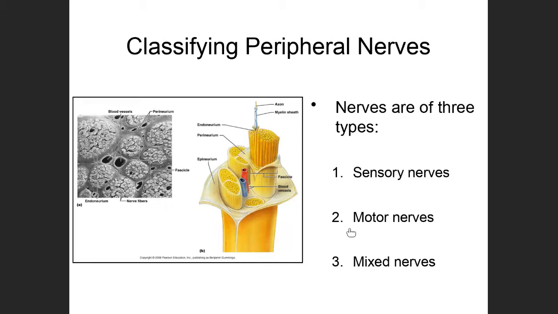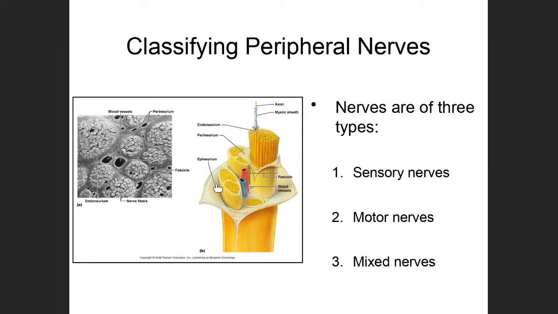Other nerves in the body are motor nerves, and what it means to be a motor nerve is that every single axon within that nerve is carrying electrical signals away from the brain and spinal cord and towards peripheral parts of the body. What we most commonly see, though, are what are known as mixed nerves. Mixed nerves have some neurons that are carrying electrical signals away from the brain and spinal cord towards peripheral parts of the body, and other neurons that are carrying electrical signals towards the brain and spinal cord from peripheral parts of the body.